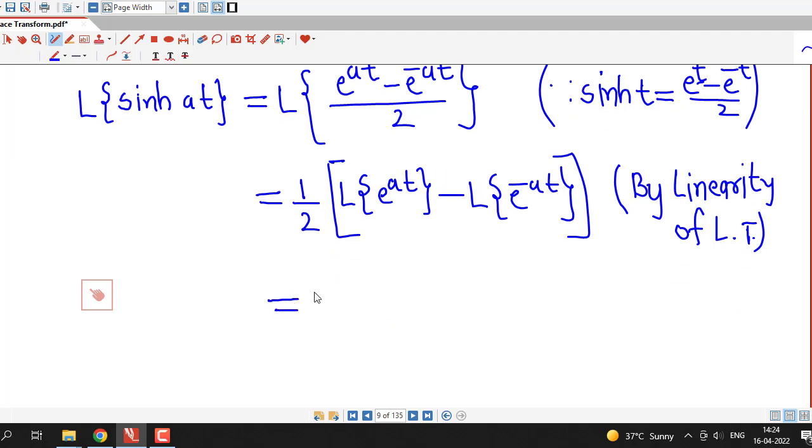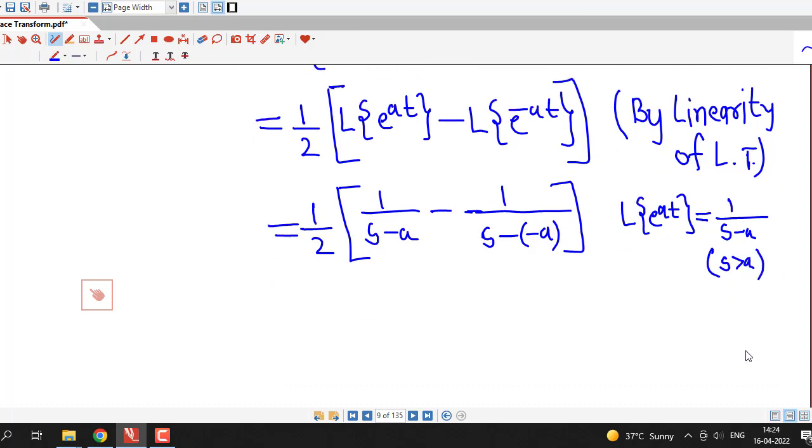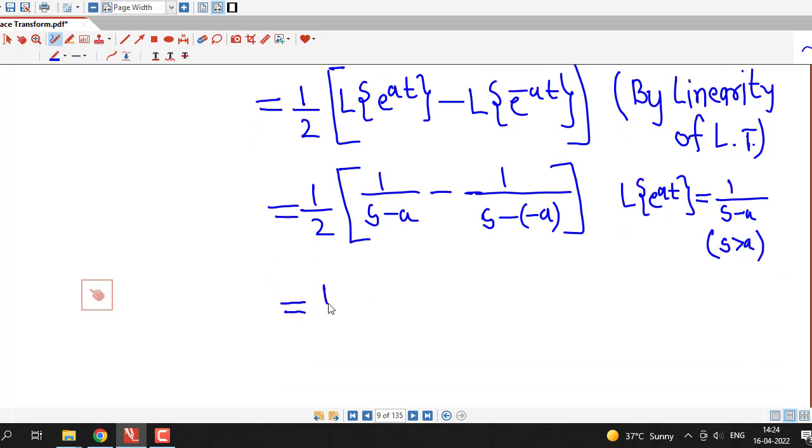And then we have the standard formula for the Laplace transform of e raised to at, that is 1 divided by s minus a. Here the coefficient of t is minus a, so that is s plus a. So we are using this formula: the Laplace transform of e raised to at is 1 divided by s minus a, provided s is greater than a. So now we have to simplify all these things.